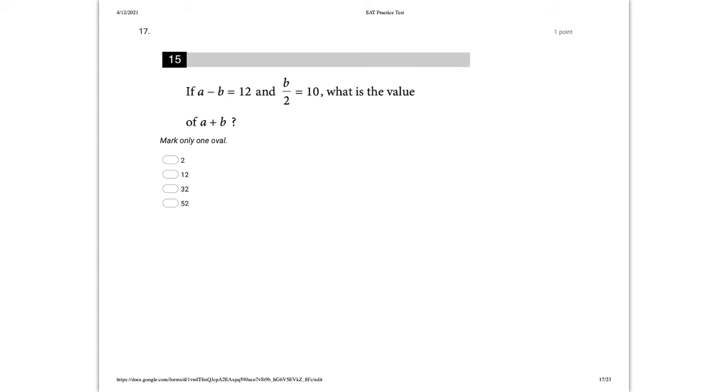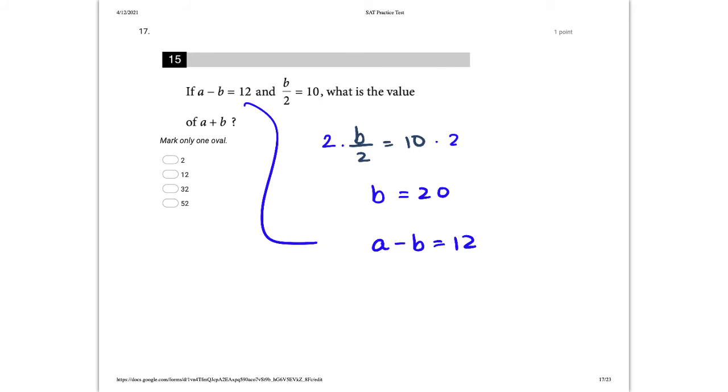A minus b equals 12 and b over 2 equals 10. What is a plus b? I guess I'd figure out what b is equal to. If I know b over 2 equals 10, times 2 on both sides, I know b equals 20. So now I've got a minus b equals 12. That's the second equation, but I know what b is. B is 20. So a is, add 20 to both sides, 32.